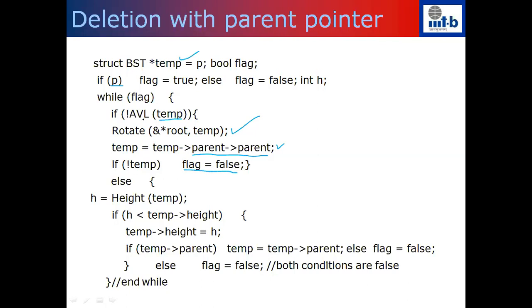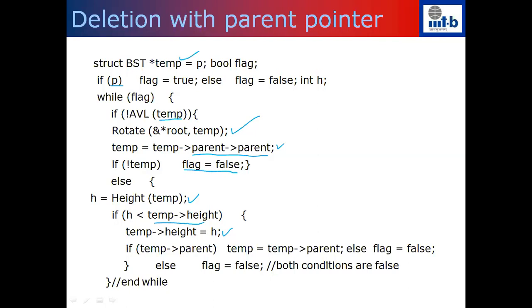If the AVL property is true, then you want to check whether the height is actually decreasing. So I send this the node and find the height of it. If it is smaller than the current height of this particular node, then I set the height of this node as h, and then I check whether the parent pointer is null. If the parent pointer is not null, then I go to the parent pointer and keep checking these conditions, right?